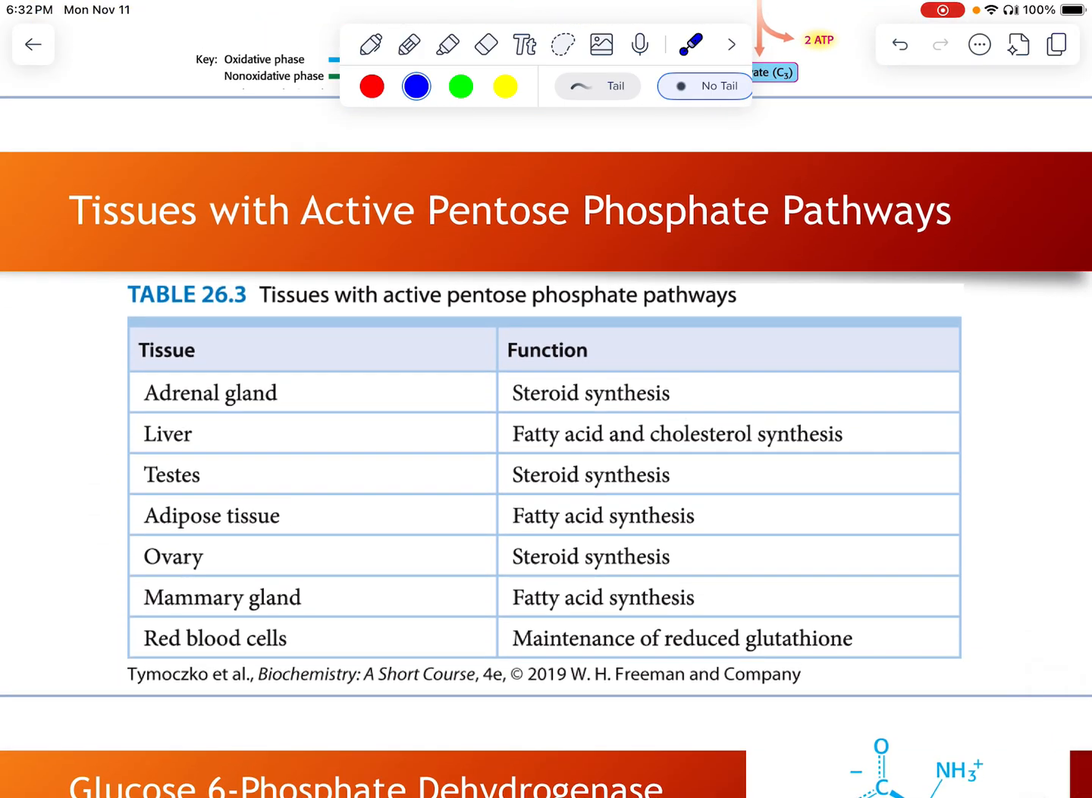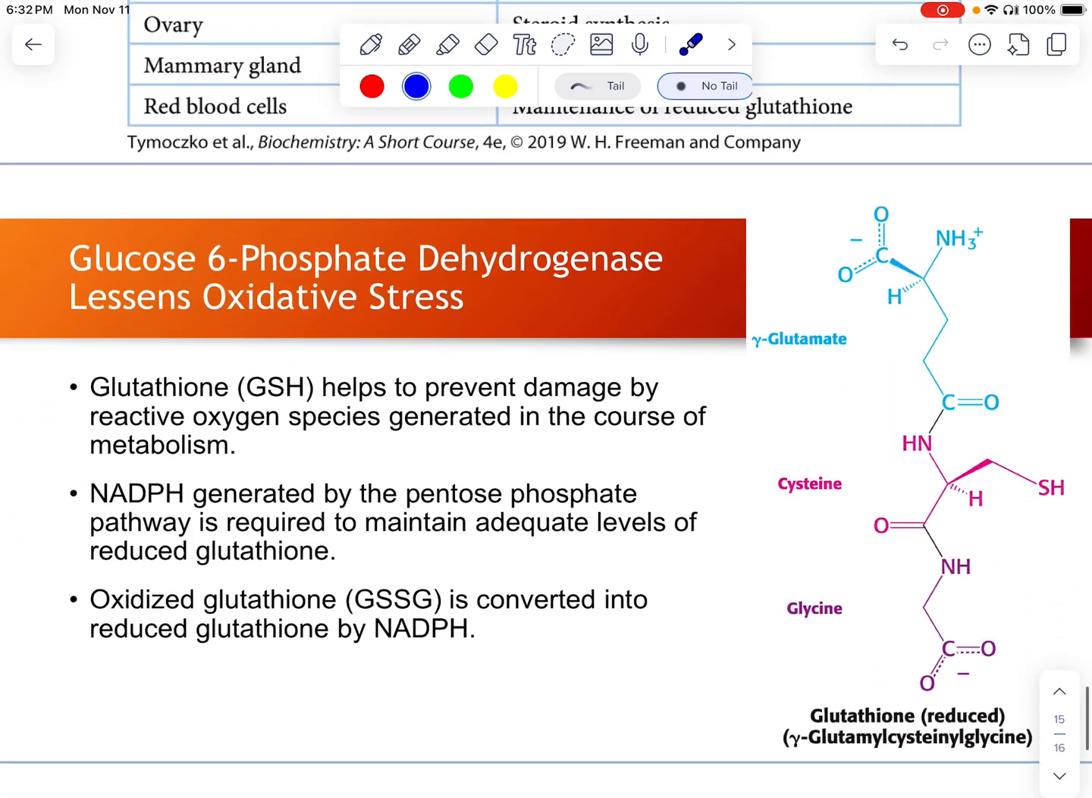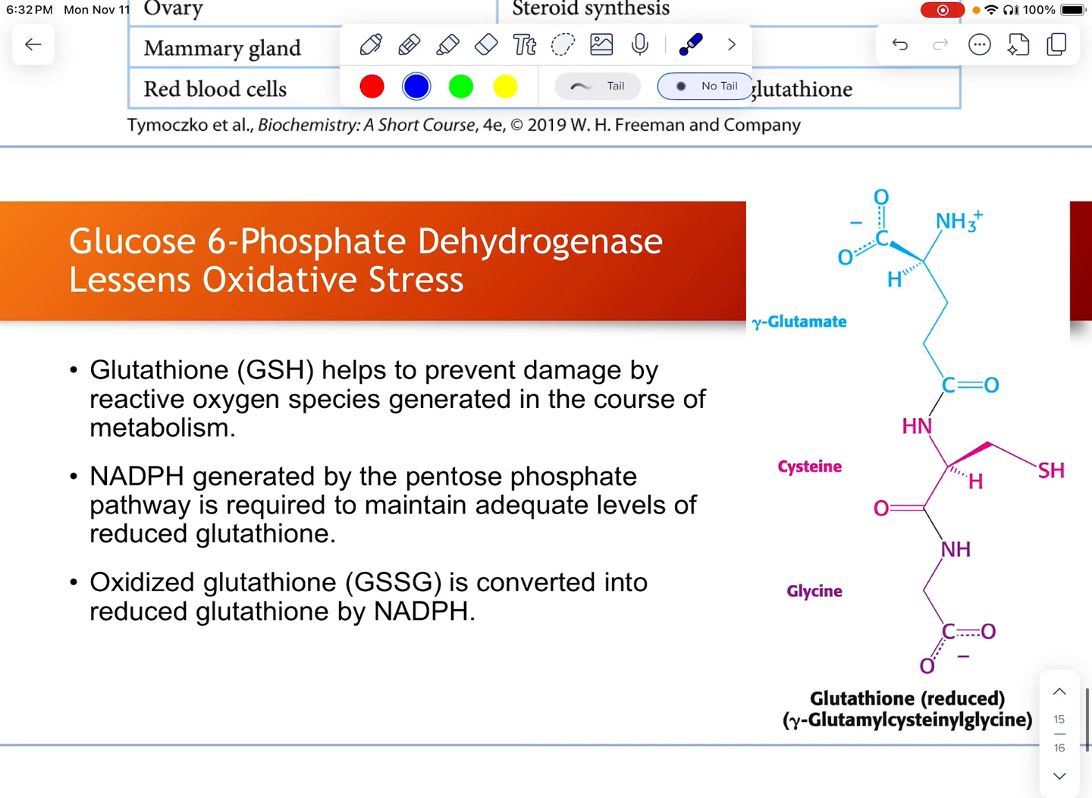Now, PPP is active in all living things. It's incredibly important. These are in human, okay? And so you can see that tissues that have active pentose phosphate pathways are used for steroid synthesis, fatty acid synthesis, maintenance of reduced glutathione. Let's take a look at that one, because this is kind of an interesting application.